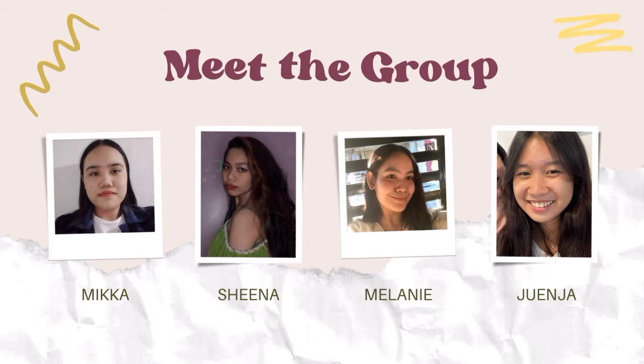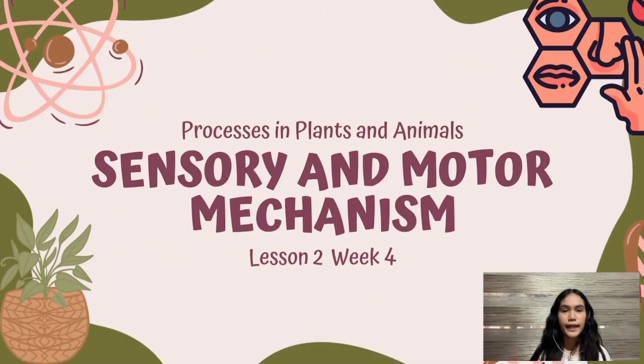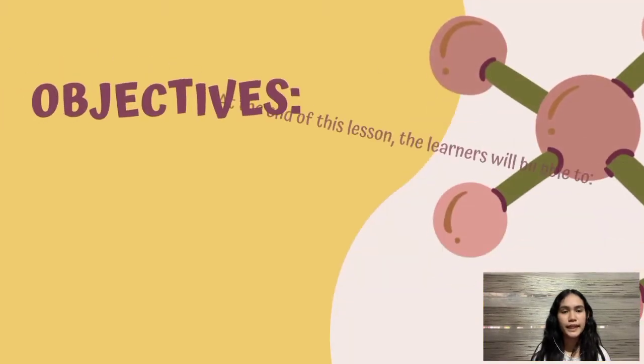So our lesson 2 for week 4 is the processes in plants and animals, sensory and motor mechanisms. This lesson is gonna be fun, and we will ensure that you will be full of knowledge after this lesson. So, let us read first the objectives.